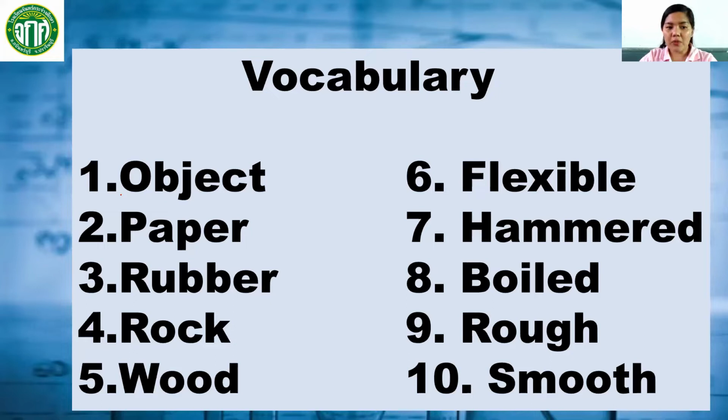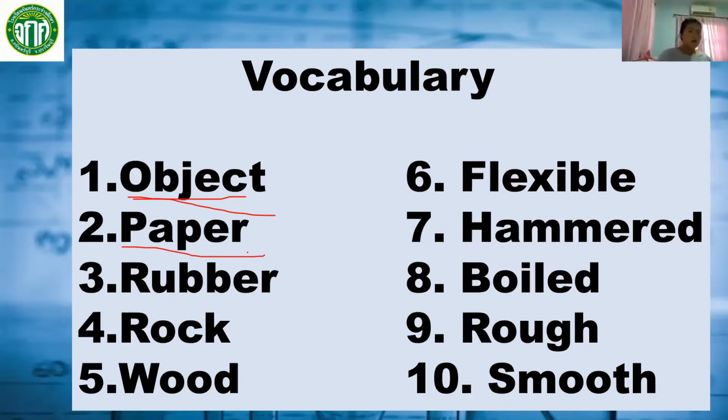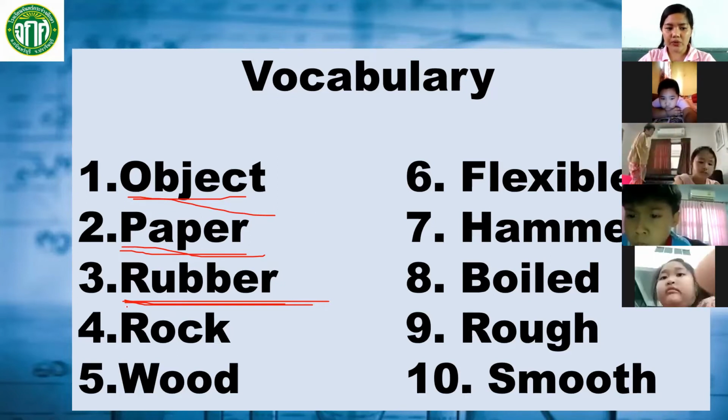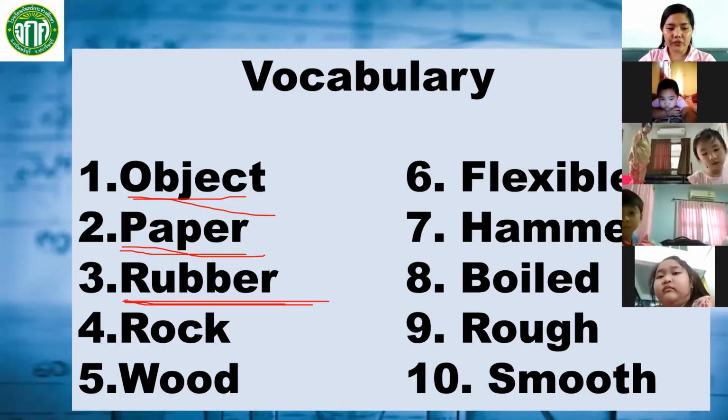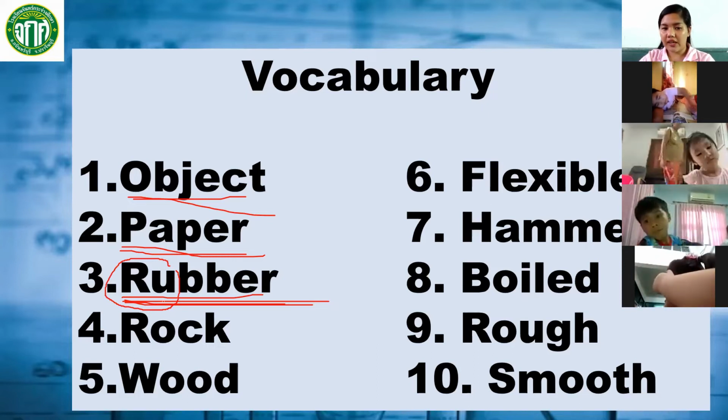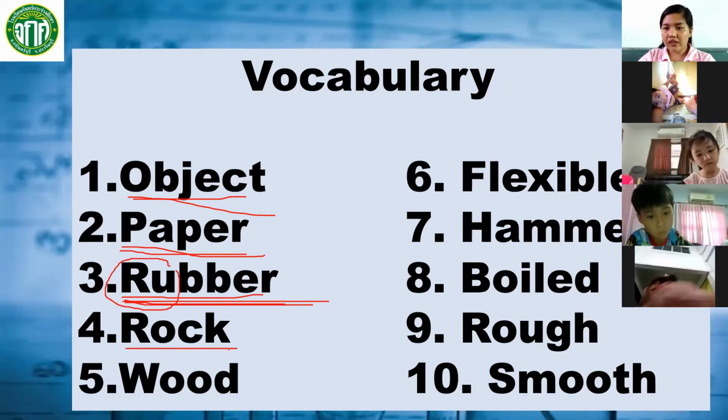Number 1, object. Number 2, paper. Very good. Number 3, rubber. It's noisy, so just follow teacher on your end so that everyone can hear me. Number 3, rubber. You pronounce this as rubber. Number 4, rock.